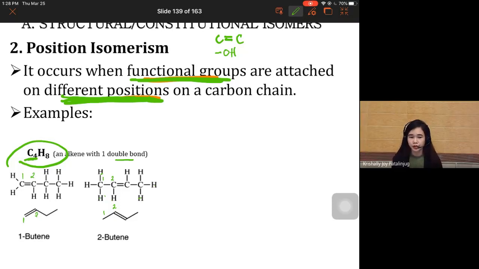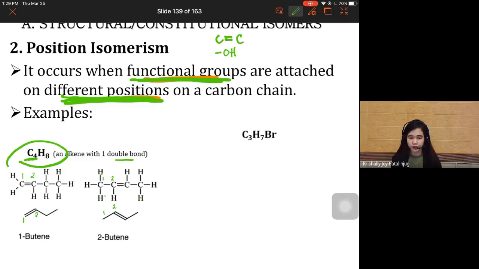Ito yung tandaan nyo sa position isomerism. Dapat sa given na item, parehas yung functional group na present. Hindi pwedeng position isomerism yan, ang isa double bond, ang isa triple bond. No. That cannot be a position isomerism. Dapat same functional group being presented in both or in among the molecules being presented in that item. So that is considered position isomerism. Nagkakaiba lang ba sa position ng functional group?